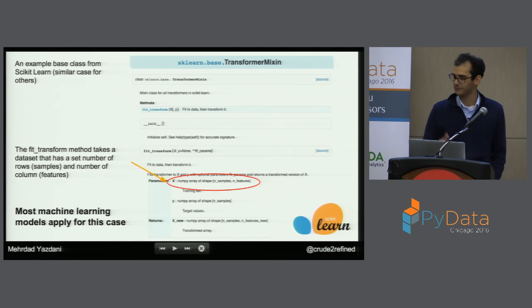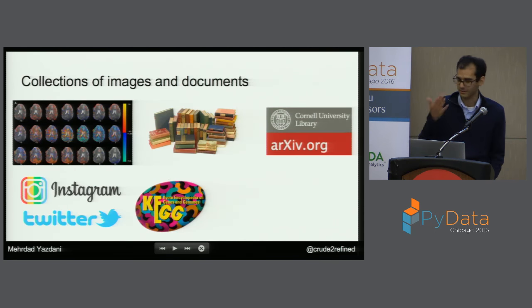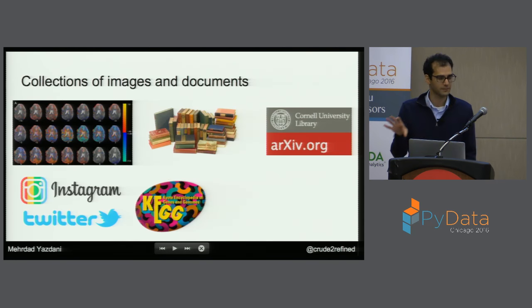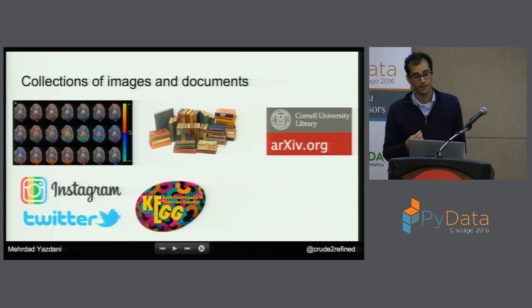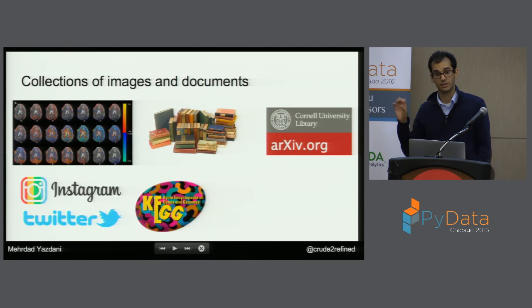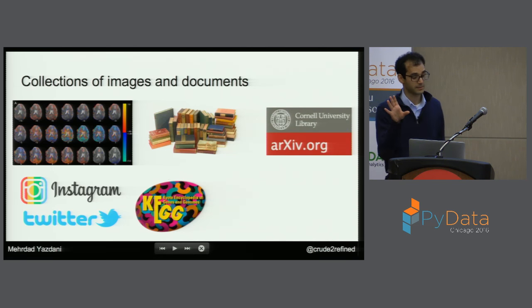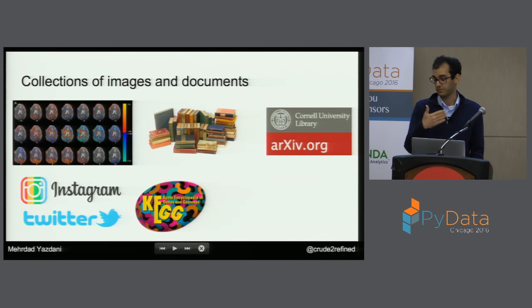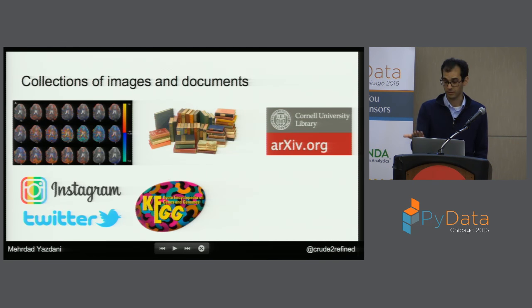But there's plenty of cases where that's not the type of data that you get, right? So these are the types of things that we're going to look at today. Images and documents, so you can have fMRI images that are volumetric, and you have social media images, social media networks, protein networks, gene expression pathways, the database. So this KEGG database, for example, has description files of different types of proteins. You have documents in the form of books or papers on arXiv, for example.